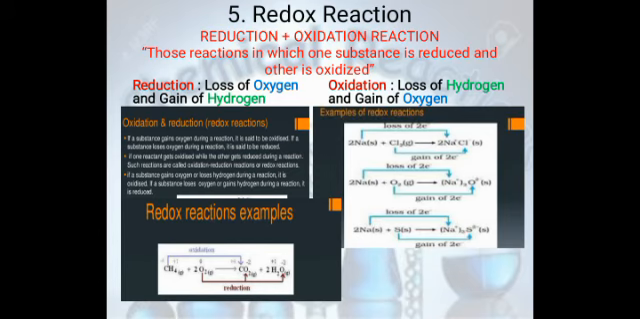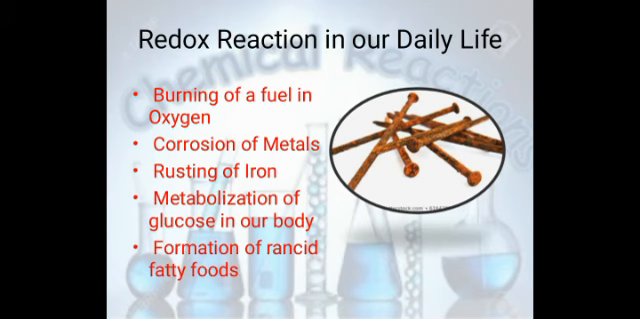Okay, so there are some different types of redox reactions in our daily life. Burning of fuel is one example, because oxygen is combining with carbon, so it is oxidation. Corrosion of metal, here also oxygen is combining with iron, with the metal, forming corrosion. Rusting of iron, metabolization of glucose in our body, formation of rancid fatty acid. Next we will discuss the definition of corrosion of metal, its prevention, the formation and definition of rancidity, and the difference between corrosion and rancidity. All these topics we will do in the next video.